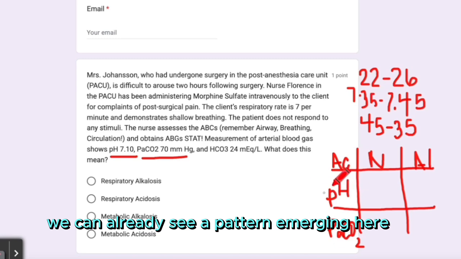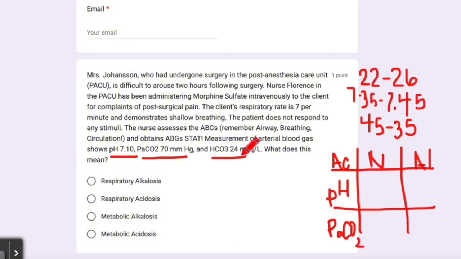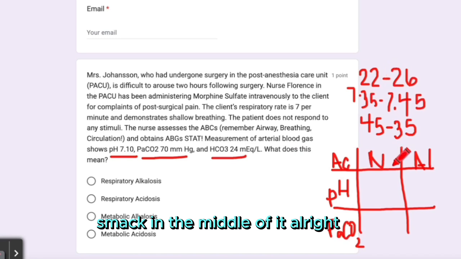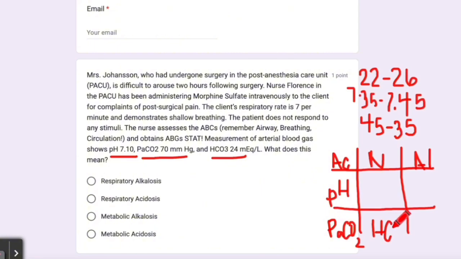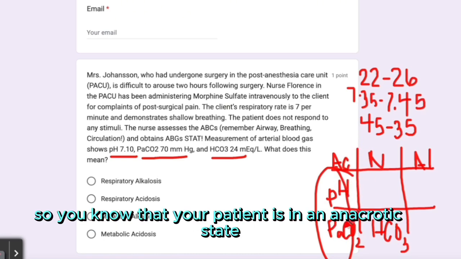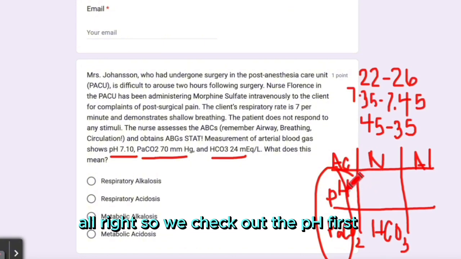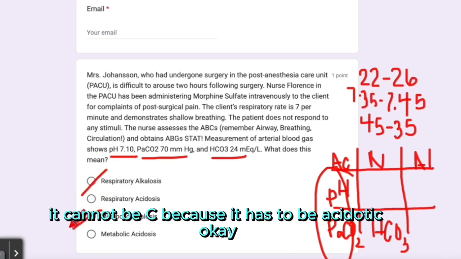We can already see a pattern emerging here, but let's take a look at the HCO3. It's 24. The HCO3 is in the normal range, smack in the middle of it. So you would put HCO3 in the normal range. So where are you matching up here? You know that your patient is in an acidotic state because the pH is here. So we check out the pH first and we automatically know that the answer cannot be A, it cannot be C, because it has to be acidotic.